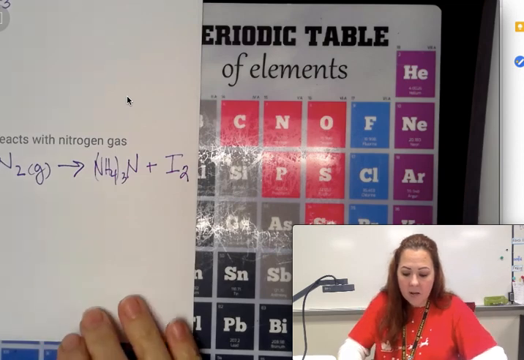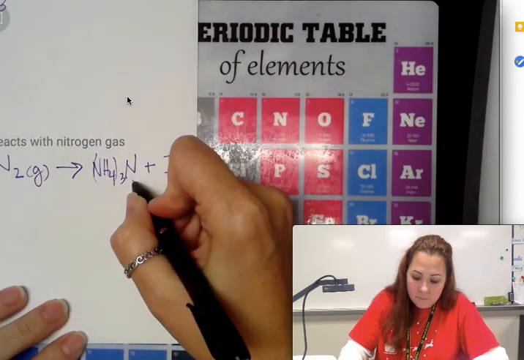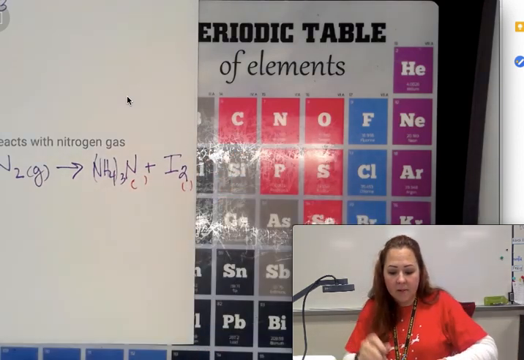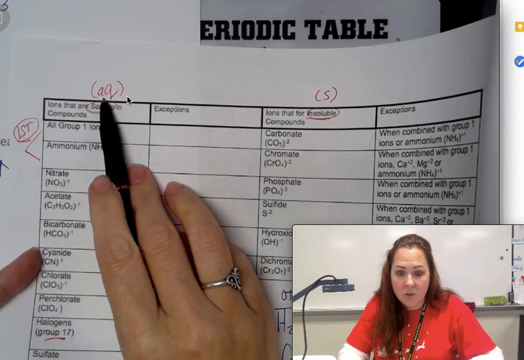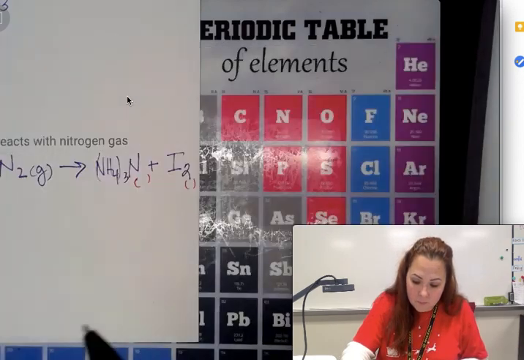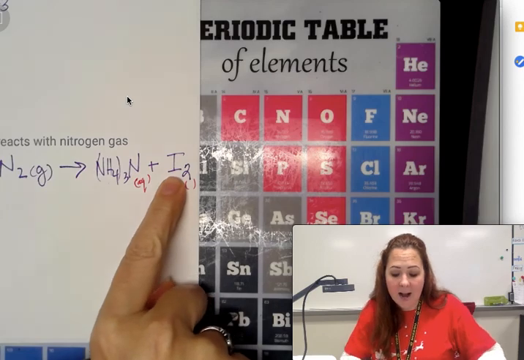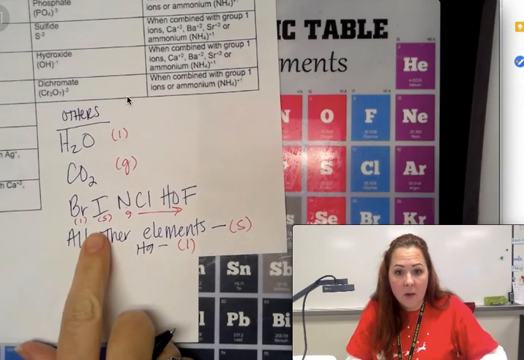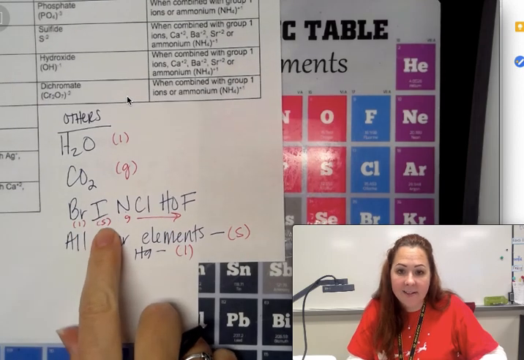Down here, I have ammonium nitride. Ammonium is right here. Ammonium is automatically aqueous, no exceptions to that rule. Iodine, I2. For my iodine, it's in Brinkelhoff. Brinkelhoff elements are always gases except for bromine and iodine. Iodine is a solid.